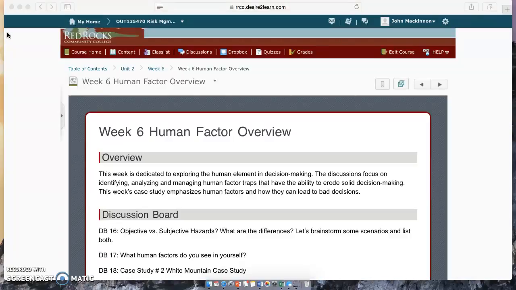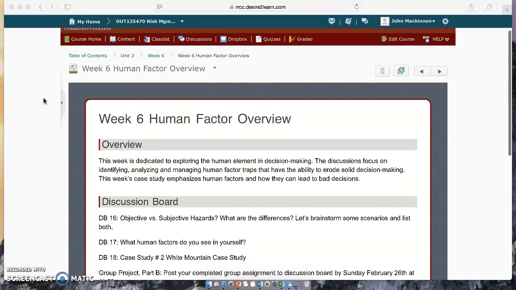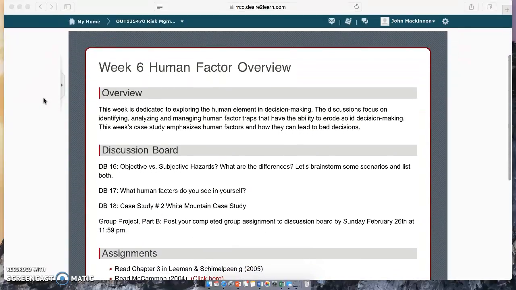I wanted just to run through a quick overview of the assignments and the discussions because it's getting to be a pretty busy week, with the second part of assignment 2 being due at the end of this week. So, human factors is the theme for the week. It's our last week in Unit 2. So this week is dedicated to exploring the human element in decision making.